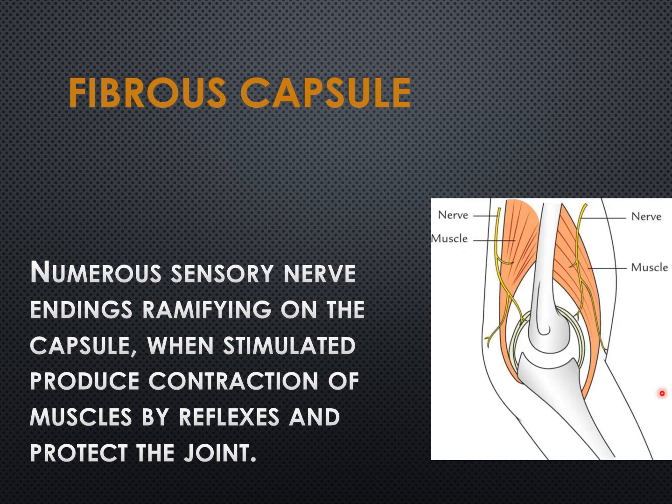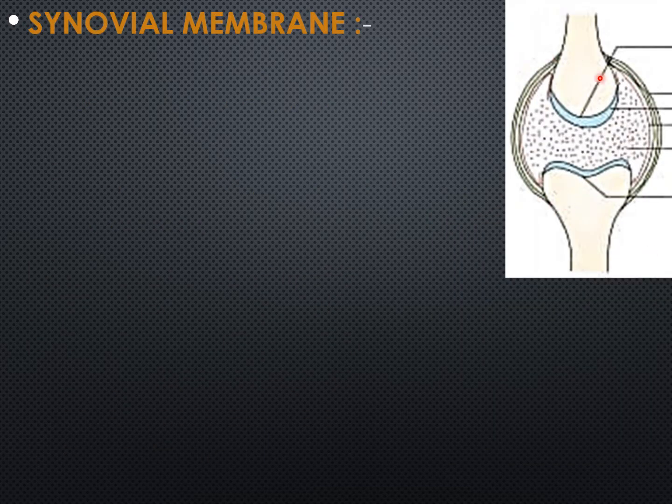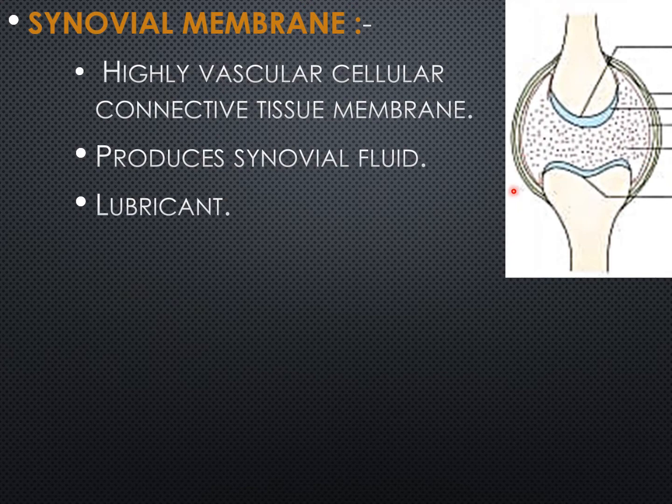This mechanism is known as the watchdog action of the capsule. These nerves act like watchdogs to protect the joint. Underneath the fibrous capsule, on the inner aspect, it is lined by a thin vascular membrane known as the synovial membrane. So the innermost lining of the fibrous capsule is the synovial membrane, a highly vascular cellular connective tissue membrane.